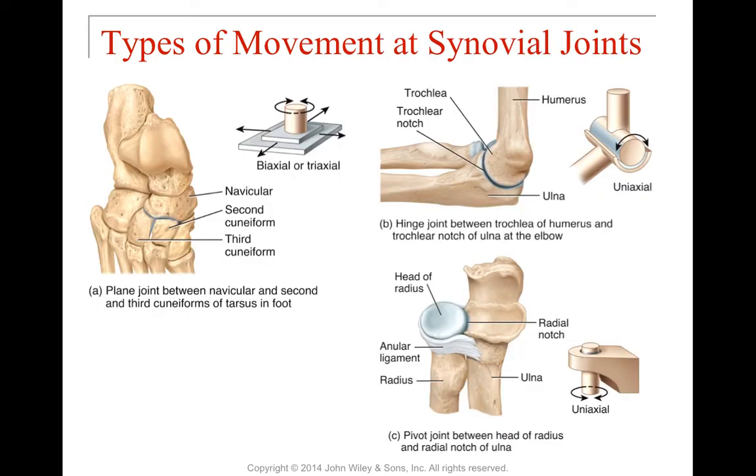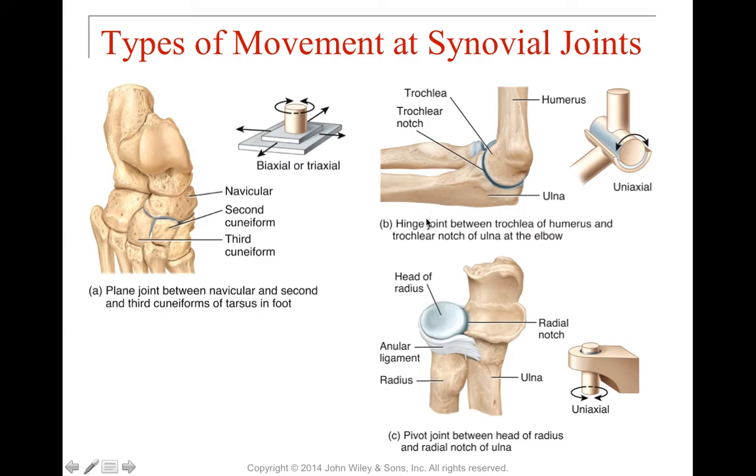All right, so what do I mean by all of this? I know I just threw a lot of stuff at you, but I'm going to tell you what I just told you on the previous slide right now in a little bit more detail. So this is a planar joint or a plane joint. An example here is between the navicular and the second and third cuneiform of the tarsus in the foot. So that's right here, navicular. And that allows us to either go left, right, up, down, or turn, right? So we can have either biaxial or triaxial. You have a lot of range of motion at a planar joint.